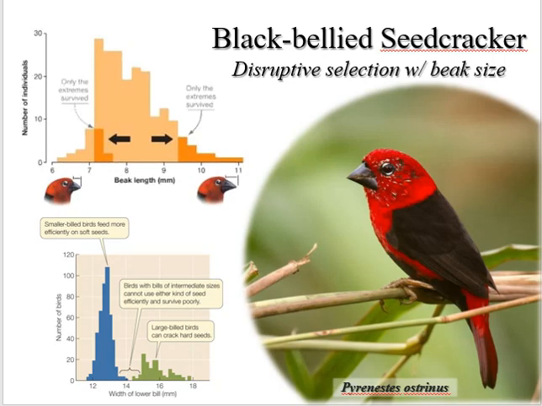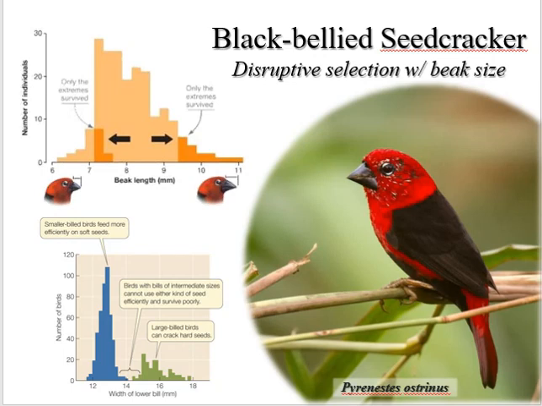Right? The small beaks are more efficient at utilizing or allowing consumption of the soft seeds, whereas the larger bills can break down and crack open those hard seeds.